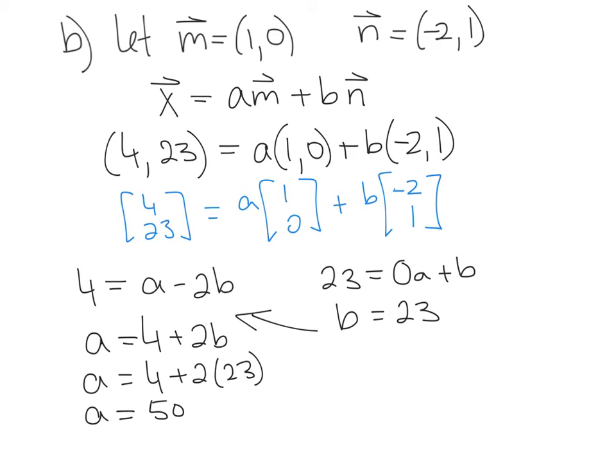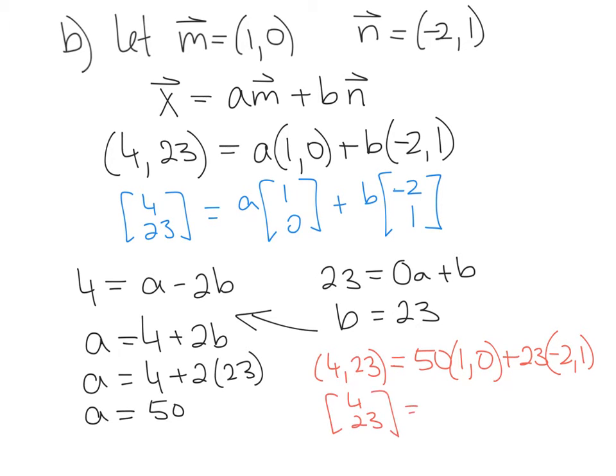So our linear combination can be written as 423 is equal to value a, so 50, 1, 0 plus 23, which is b, and vector n. And again, these are equivalent. And if you wanted to verify, you can multiply them through and make sure that your left side is equal to your right side. It should, because that's how we found it.